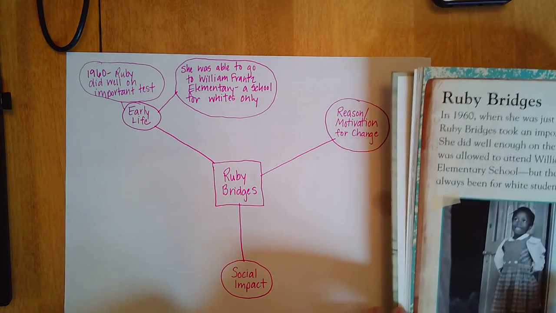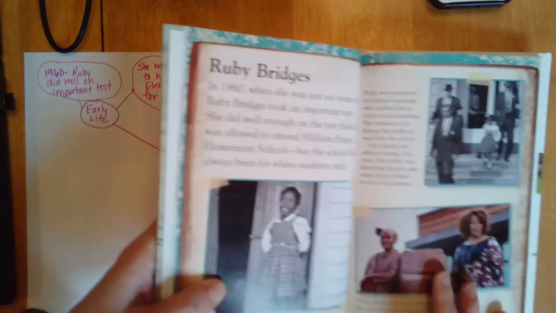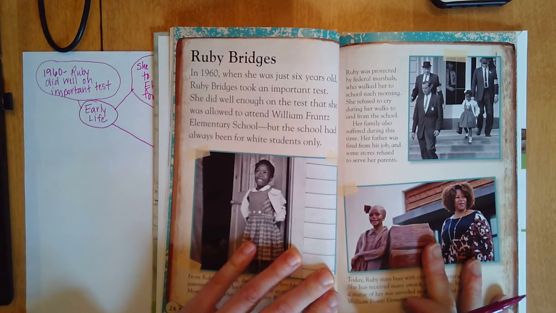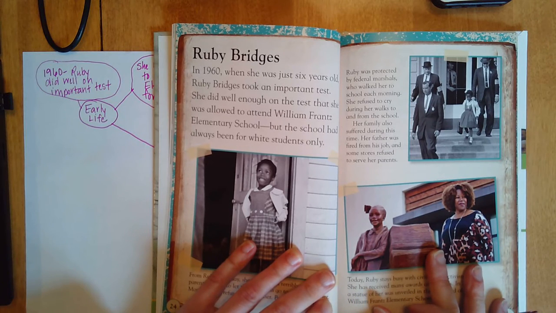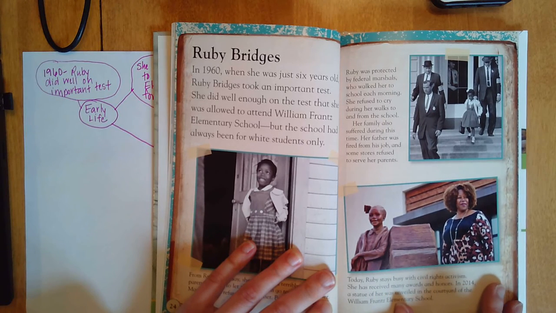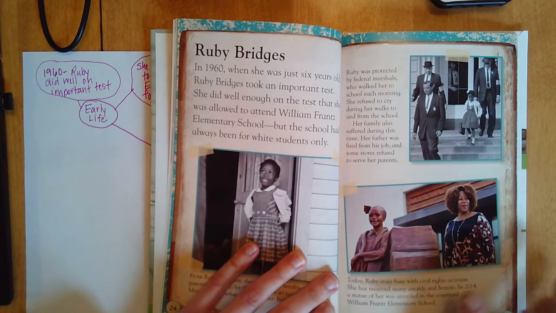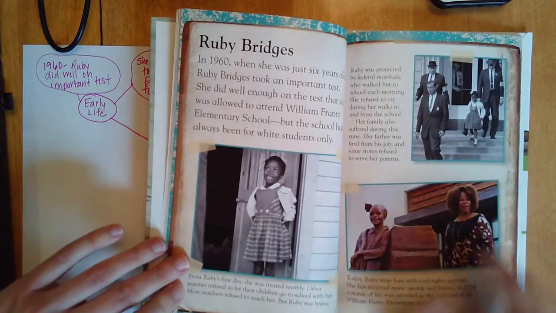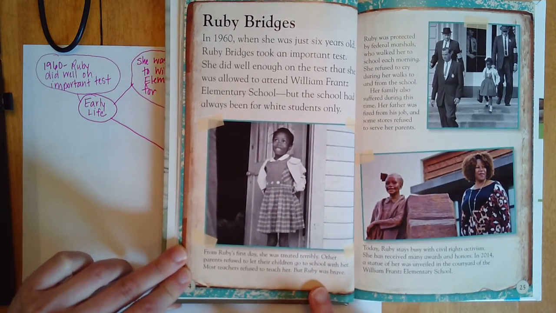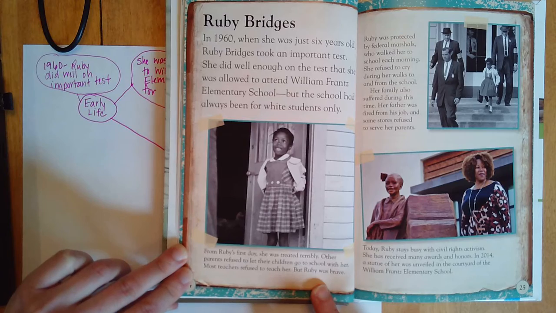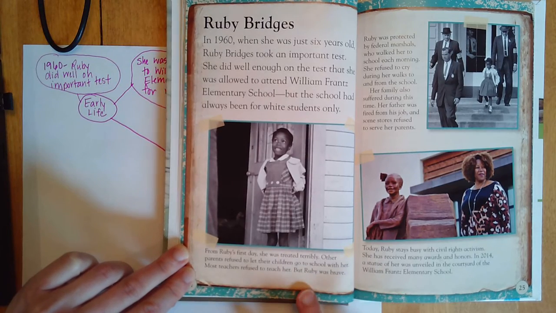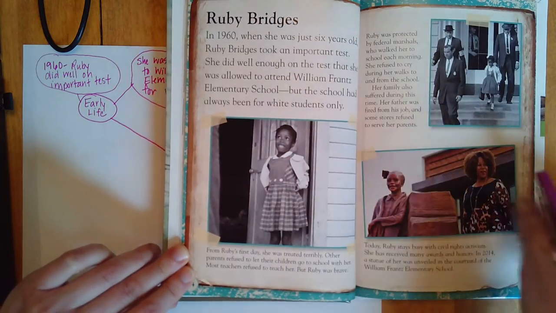All right. And then if I continue to read, Ruby was protected by federal marshals who walked her to school each morning. She refused to cry during her walks to and from the school. Her family also suffered during this time. Her father was fired from his job, and some stores refused to serve her parents. Okay. And we missed a little bit down here. Also, it said, from Ruby's first day, she was treated terribly. Other parents refused to let their children go to school with her. Many teachers refused to teach her, but Ruby was brave. Okay.